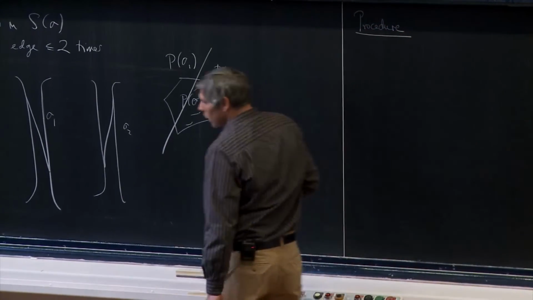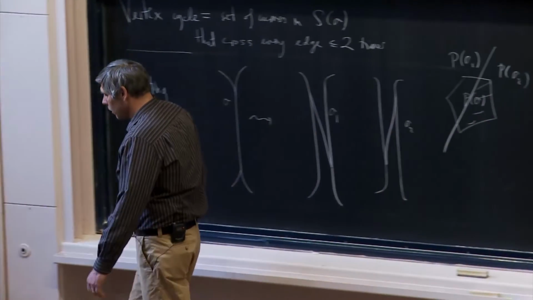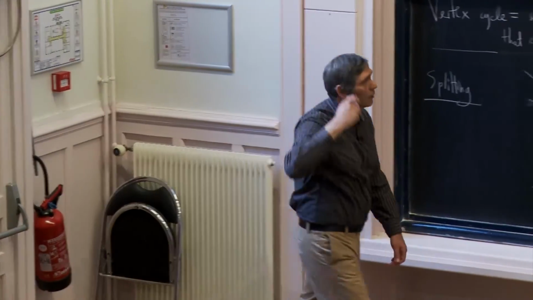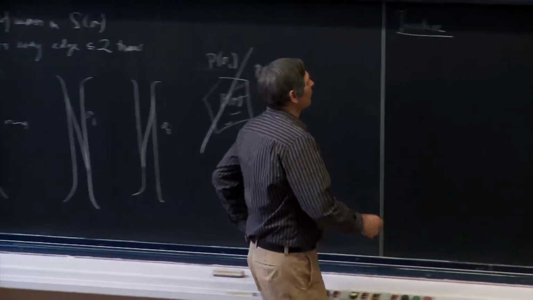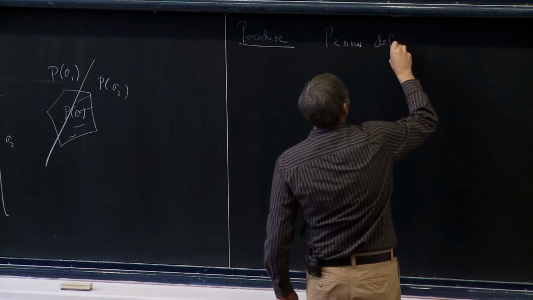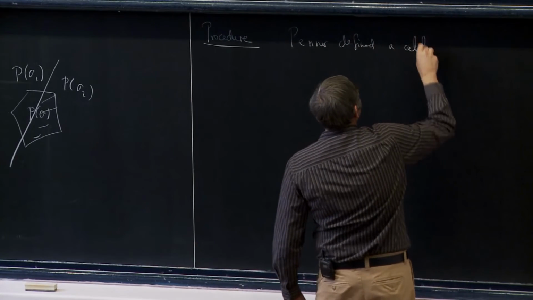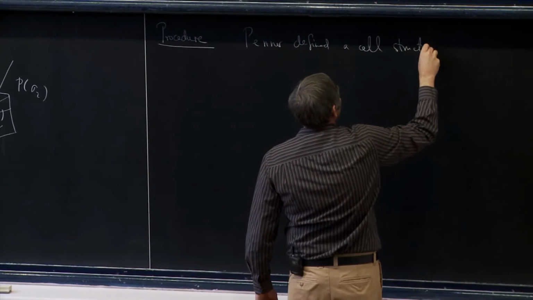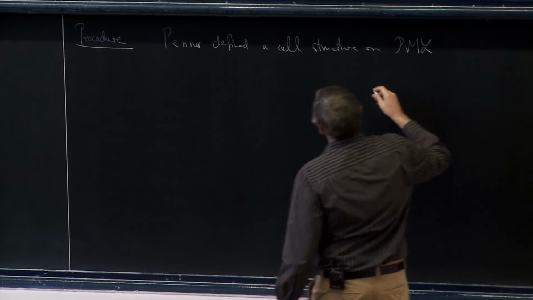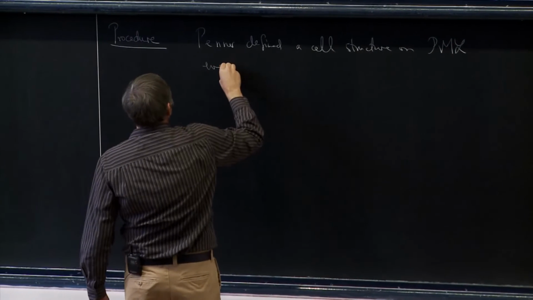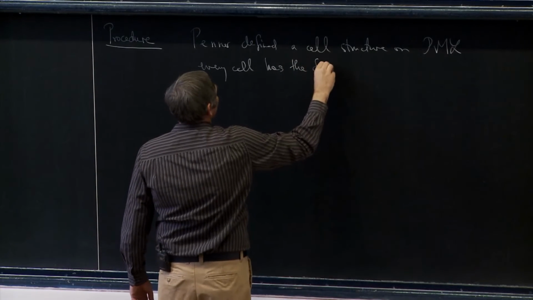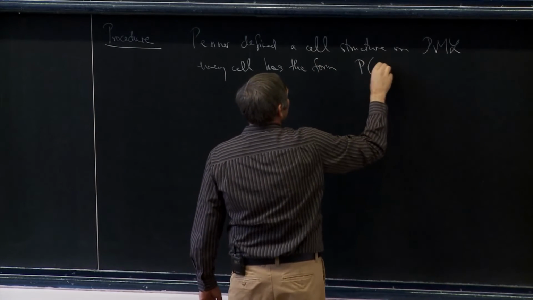Okay, the procedure starts with a certain cell structure on PML that was defined by Penner. Okay, so Penner defined a cell structure on PML where every cell has the form P of sigma for some sigma.